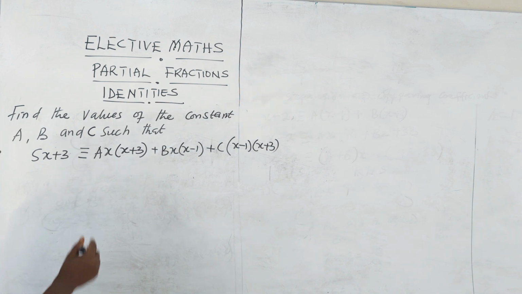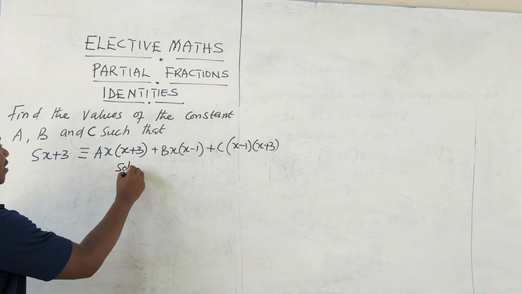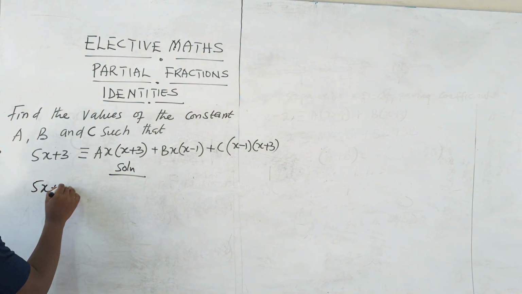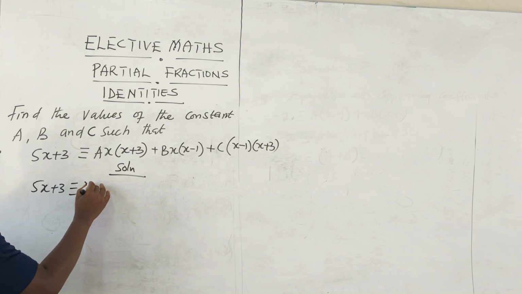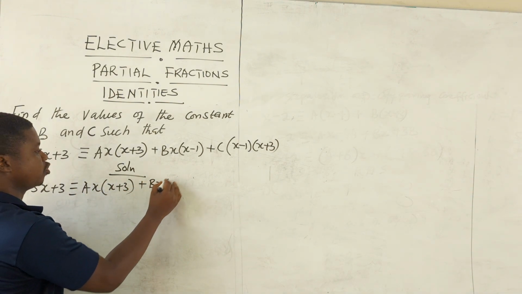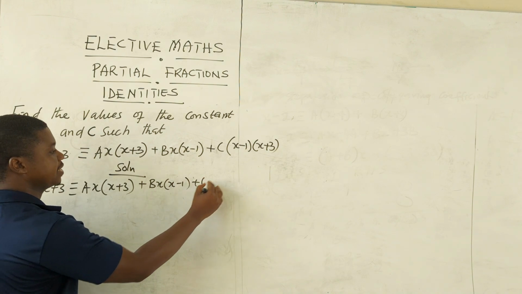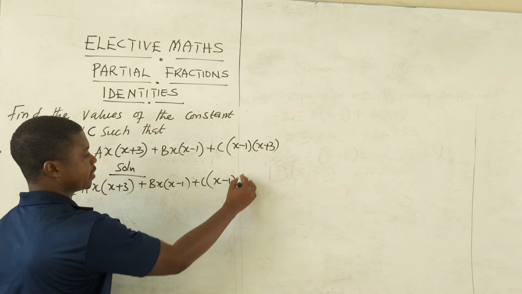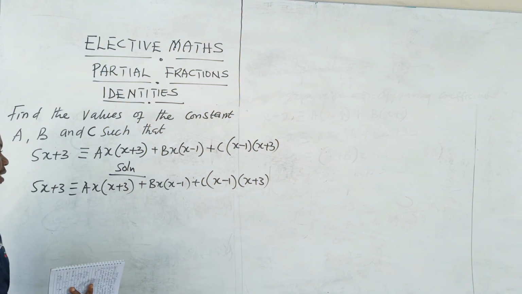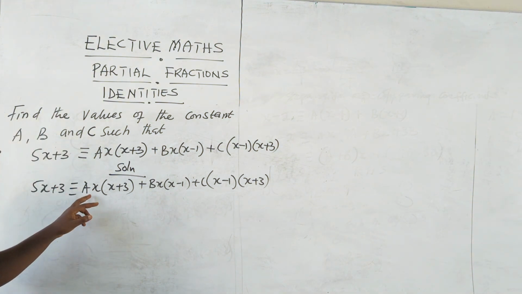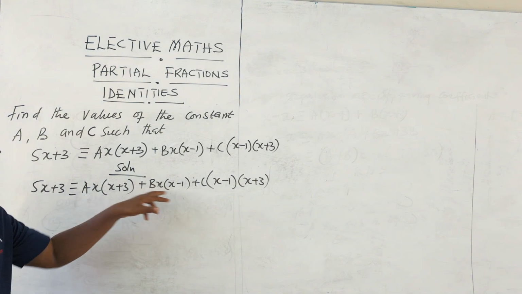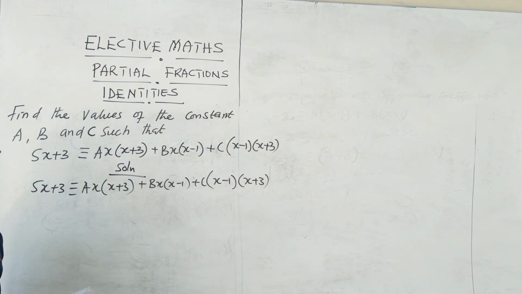So with this, to use the cover-up method, as I said, the question is 5x plus 3 is equivalent to a x into bracket x plus 3 plus b x into bracket x minus 1 plus c into bracket x minus 1 x plus 3. So for the cover-up method, I can see that x is multiplying a. So I can choose when x is equal to 0, so that the a and the b will be cleared off.